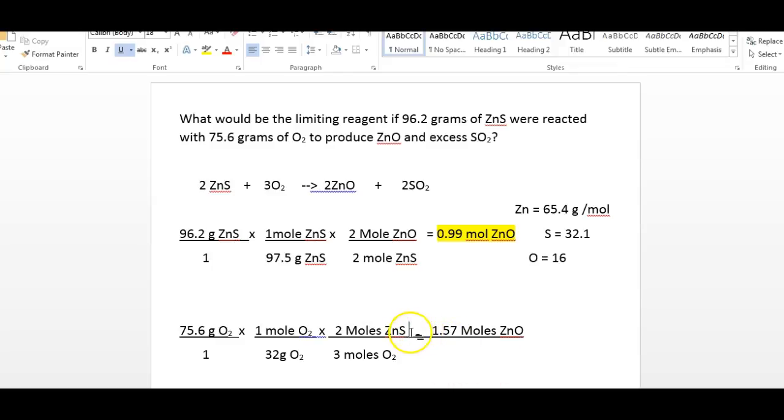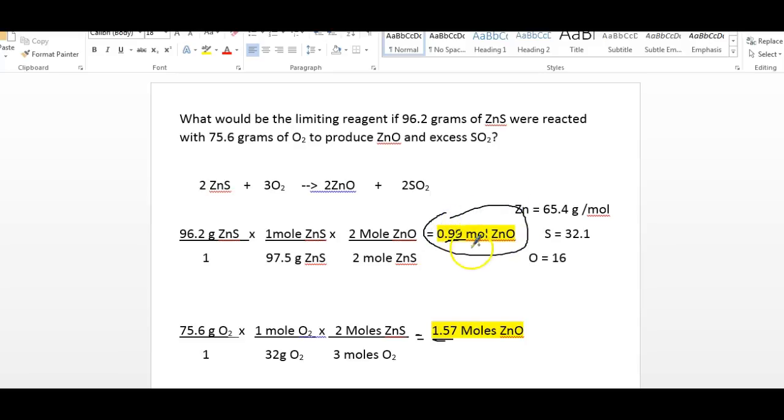So then you can see which one's less. We got this for using oxygen. That's how many moles of zinc oxide you can produce. Using zinc sulfide, that's how much. This one's lower, right? 0.99 moles. This is 1.57, almost half times more. So this is your limiter.